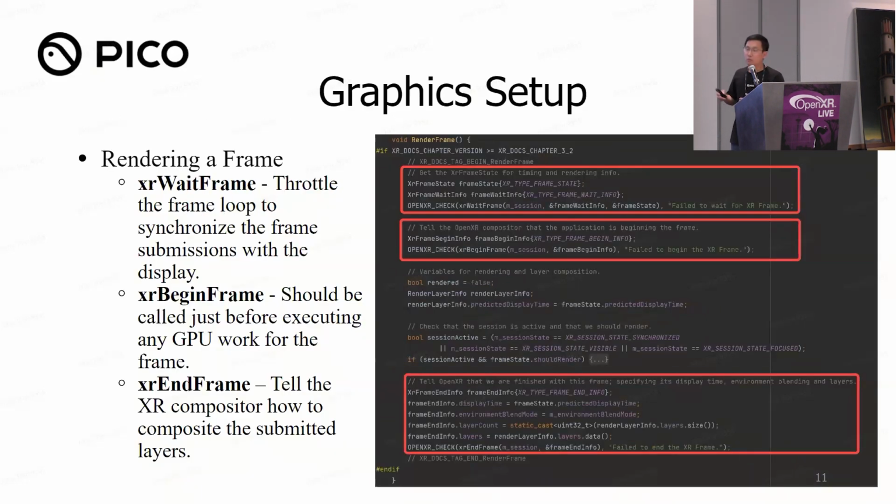And when you do your rendering work, there are 3 main functions that you need to call. They are xrWaitFrame, xrBeginFrame, and xrEndFrame. So these three functions should be called, and can only be called, in such a sequence.